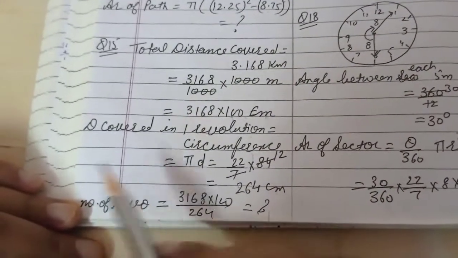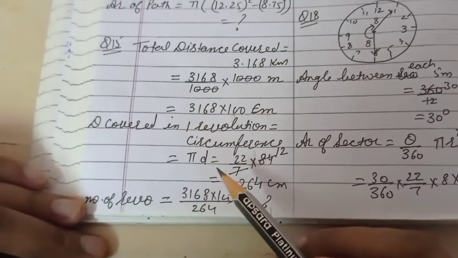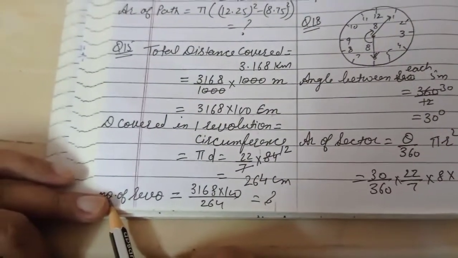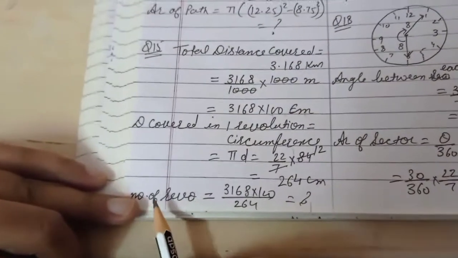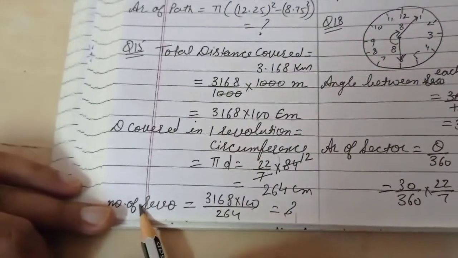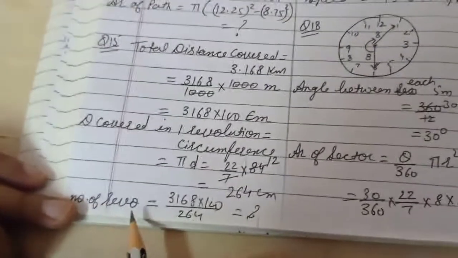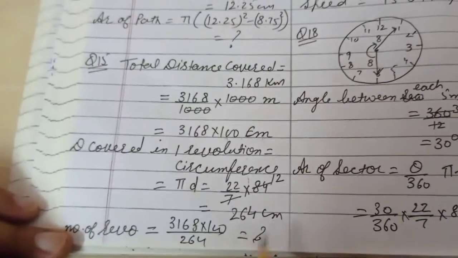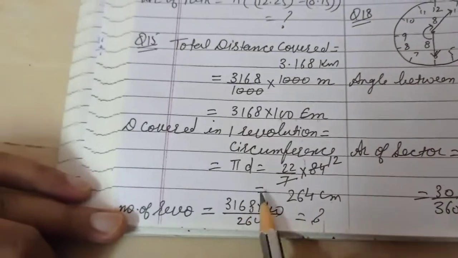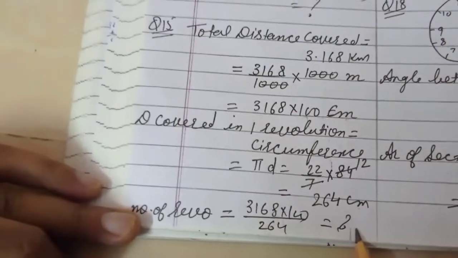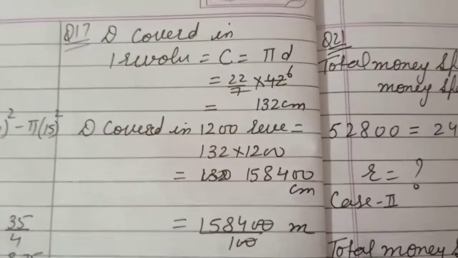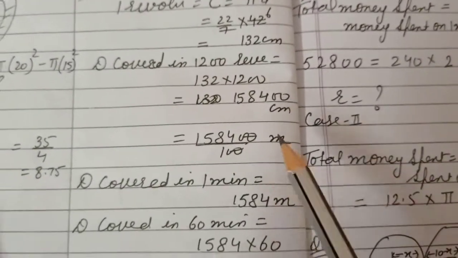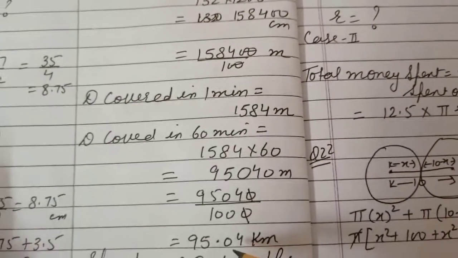Now the question is, how many number of times the wheel has to rotate? So children, I always told you, whenever you have to find number of something, always the bigger unit divide by the smaller. Bigger means the total distance, smaller means the distance covered in one revolution. So when you divide, that will be the number of revolutions. This is the solution of 17th question. So it is the same as the 15th question. You can go through the solution and try to understand it.